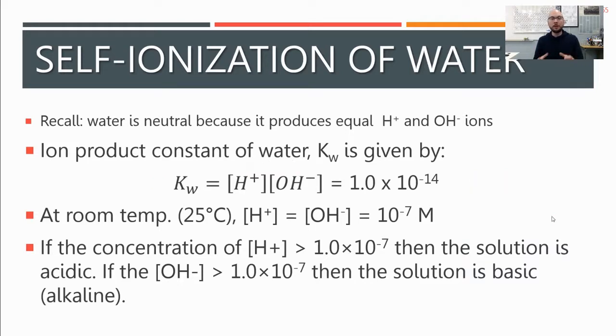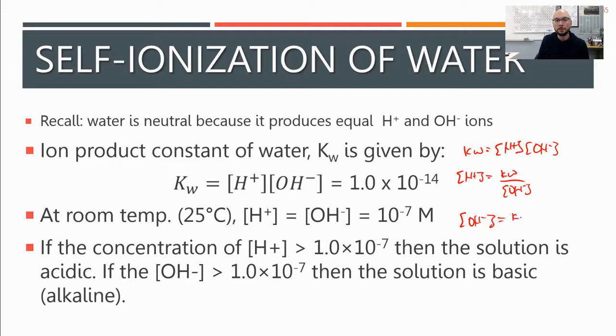This also means that if we know one, we can figure out the other. So Kw is equal to the concentration of H plus times OH minus. If this is a constant, it means that it's always that. We can say that the concentration of H plus would be equal to Kw divided by OH minus, right? It's a little bit of algebra here. We divide both sides by OH minus to get H plus by itself. If we're trying to figure out the OH minus, this would be the formula: Kw over H plus.